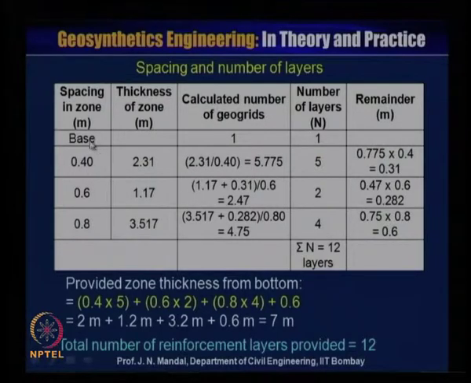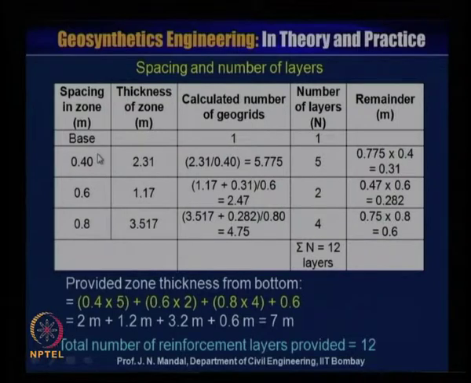In general, at the base of the steep slope, you have to provide one layer of the geogrid. So we can say the calculated number of geogrid is 1. We take one layer of the geogrid at the base, or in between the foundation and the embankment. So you can provide one layer.